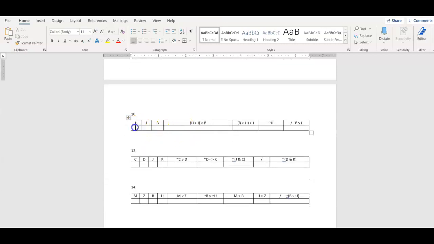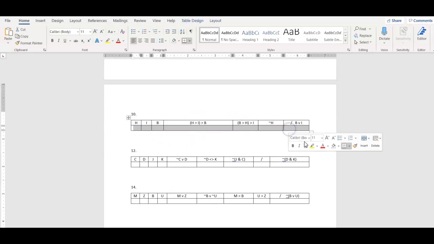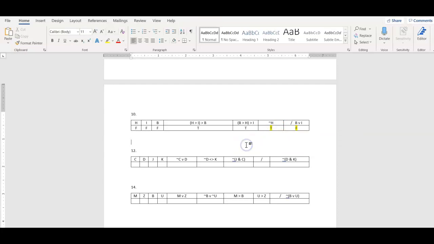All right, number 10. Again, we've got 3 atomic sentences. This would be an 8-line truth table. We want values for H, I, and B that make the premises come out true and the conclusion come out false. There's only one way to make a disjunction false, right? That's if both disjuncts are false. So I and B both have to be false in order to make this come out false. There's only one way to make not H come out true, and that is if H is false. So if H is false, then not H is going to come out as true.